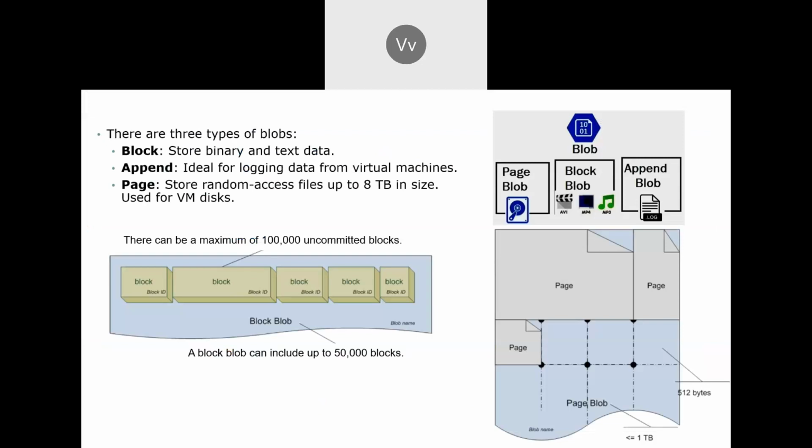One file itself can be 50 GB, 1 TB, and all that. That's the reason why they say a page blob can hold a file up to 8 TB in size and all that. Hope it's clear. If you have any questions, please put them in the chat section.